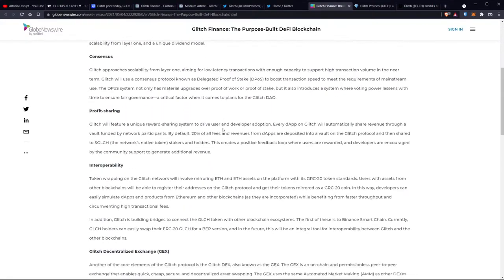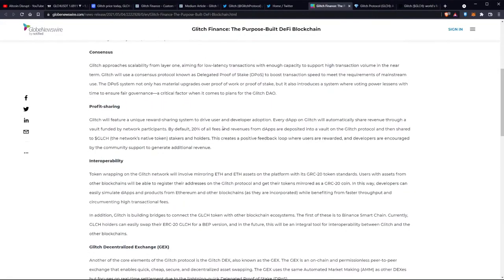So, as for the consensus of Glitch Token, it approaches scalability from layer one, aiming for low latency transactions with enough capacity to support high transaction volume in the near term. Glitch will use a consensus protocol known as Delegated Proof of Stake, DPoS, to boost the transaction speed to meet the requirements of mainstream usage.